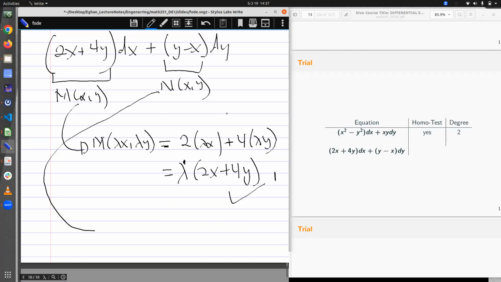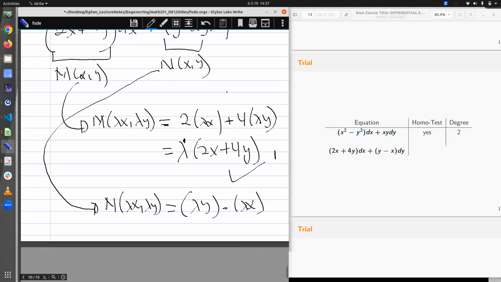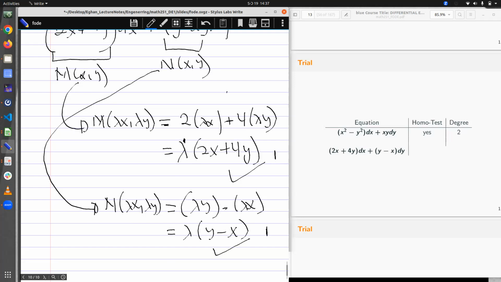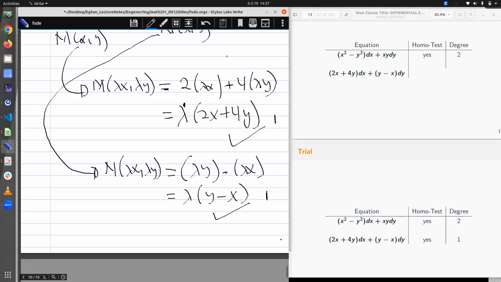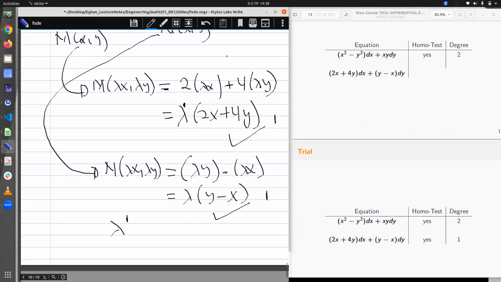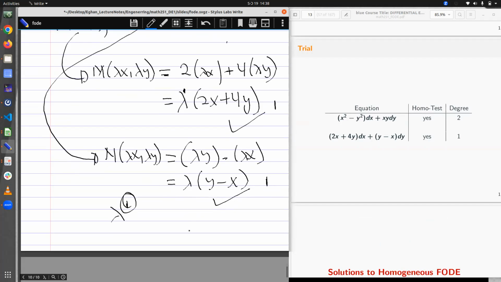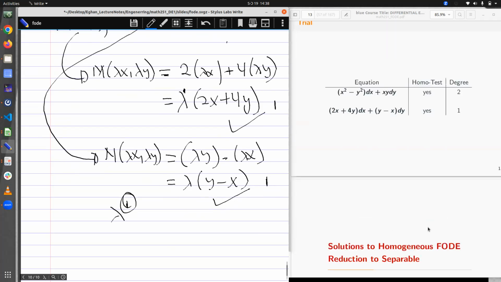I take that of the N aspect, and so N of lambda x, lambda y will be equal to lambda y minus lambda x. I can easily factorize my lambda out, giving me y minus x. And so this is also homogeneous of degree 1. Now, because they all have the same degree 1, it means that the differential equation given is what? Homogeneous. Until you're able to test for this, you can't really say it is separable or not.